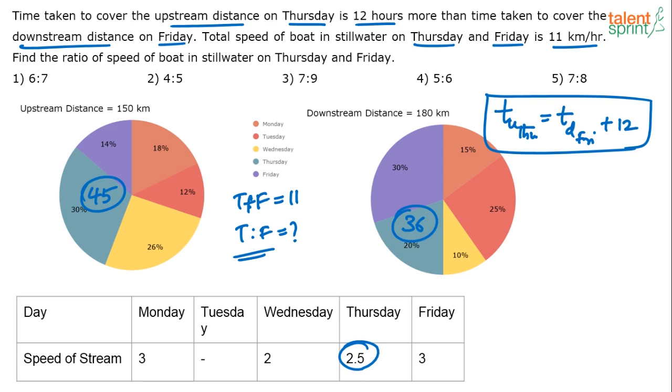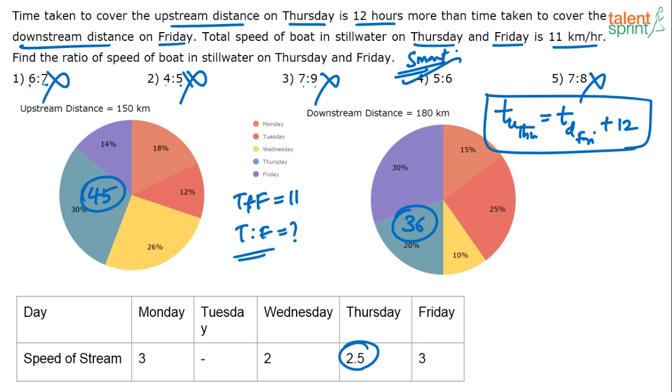Now 6 plus 7 here is 13, cannot be the answer. 4 plus 5 is 9, cannot be the answer. 7 plus 9 is 16, cannot be the answer. 7 plus 8 is 15, cannot be the answer. 5 plus 6 is 11, has to be the answer. Option 4 has to be the answer. So what smart people would do is just verify using the options. Smart way of solving the question, 5:6.